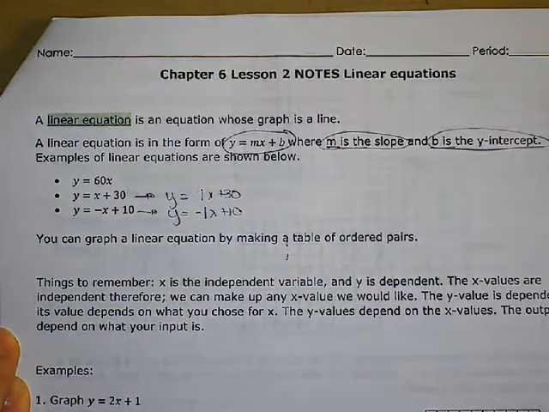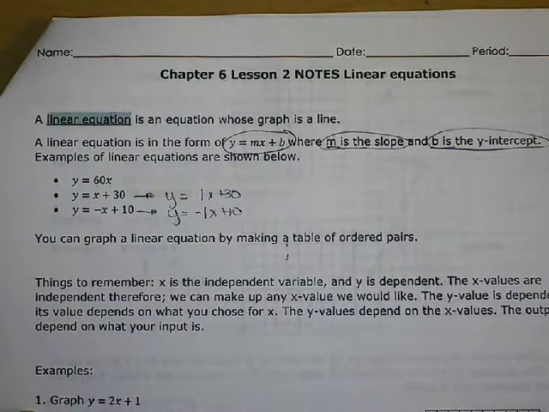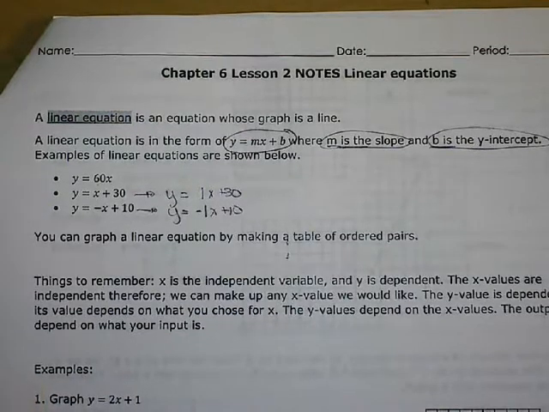You can graph a linear equation by making a table of ordered pairs. We will be doing this to plot the ordered pairs and be able to create the graph. You need to remember that x is an independent variable, y is a dependent variable. That means that your x will get substituted into your equation to determine the value of y. Let's take a look at a couple examples together.